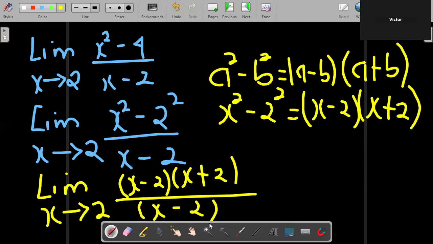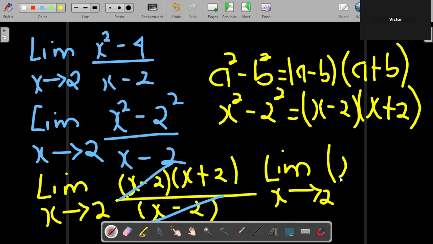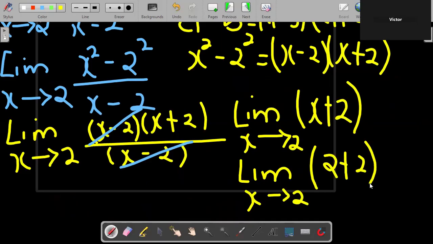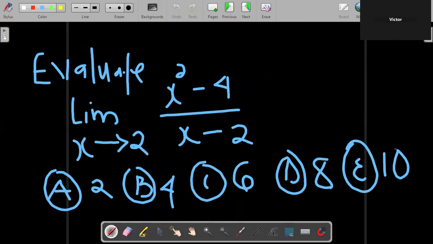You see it? So that x minus 2 will cancel x minus 2. What are we left with? We are left with the limit x tends to 2 of x plus 2. So as it is now, anywhere I see x, I can substitute 2. If that should happen, what am I going to have? The limit x tends to 2 of 2 plus 2. What is 2 plus 2? The answer is 4, which is option B.